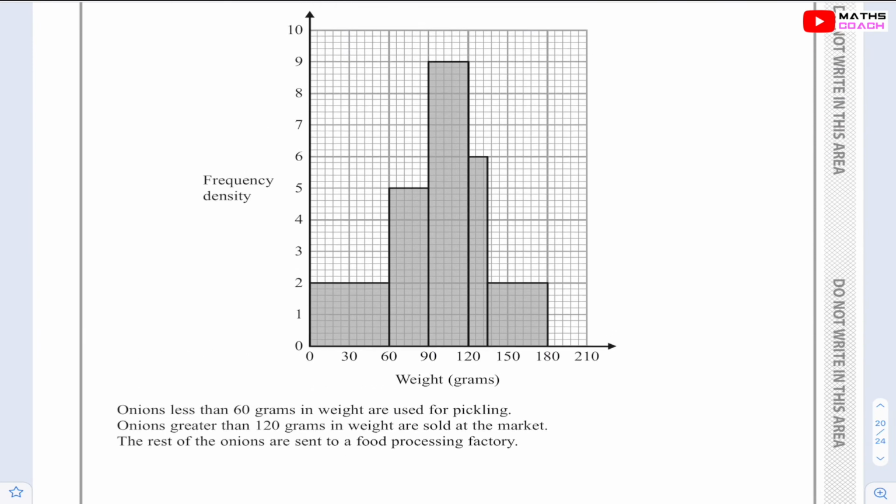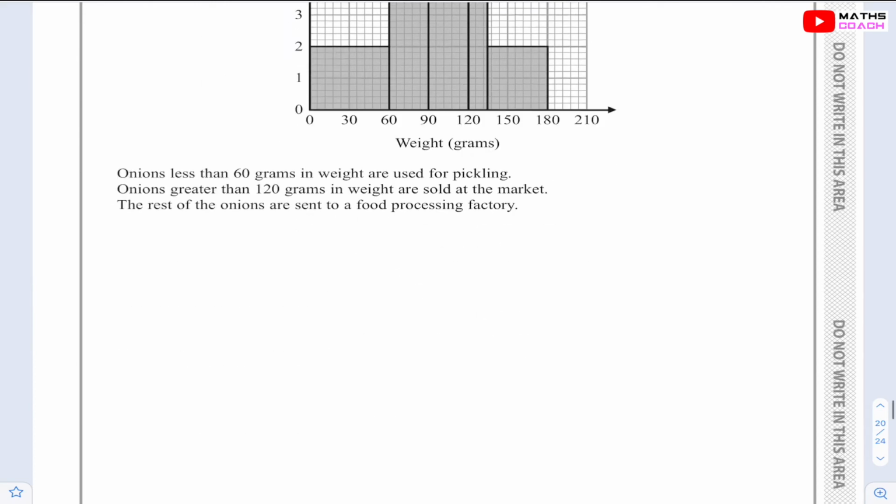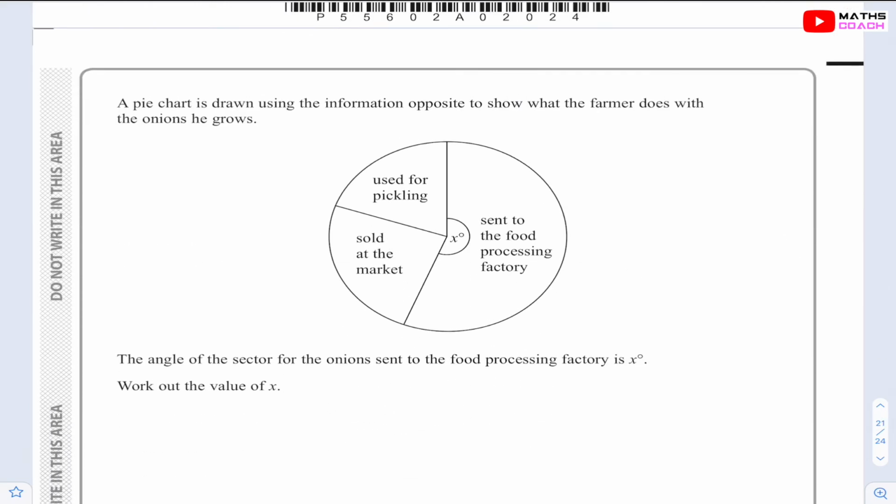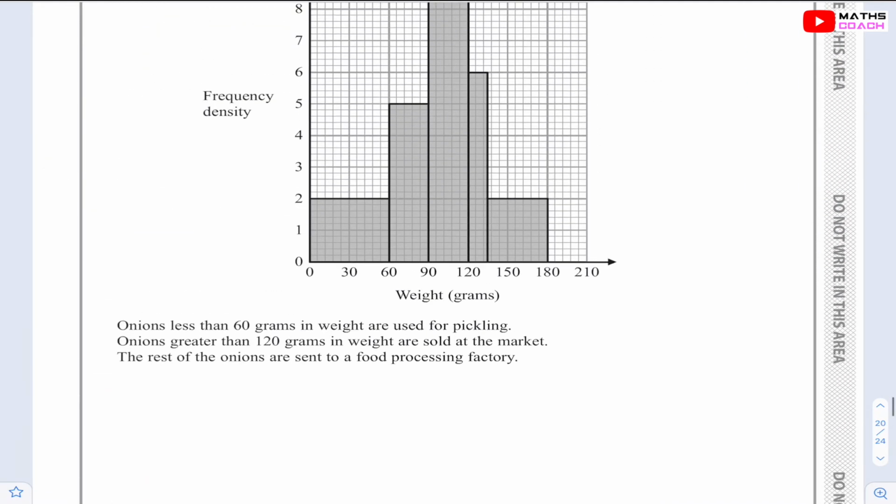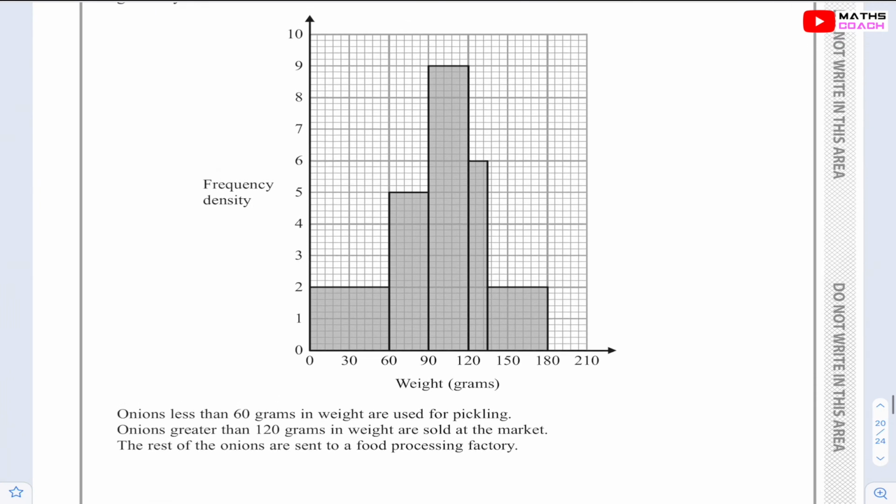Well, we need to know how many onions are less than 60 grams in weight, how many onions greater than 120 grams in weight are sold at the market, and how many are sent to the food processing factory, because this is what it wants us to do. Find how many are sent to the food processing factory, but of course calculate the angle itself in the end. But before we can calculate the angle, we need to know how many have been sent. And this is why we will use the histogram.